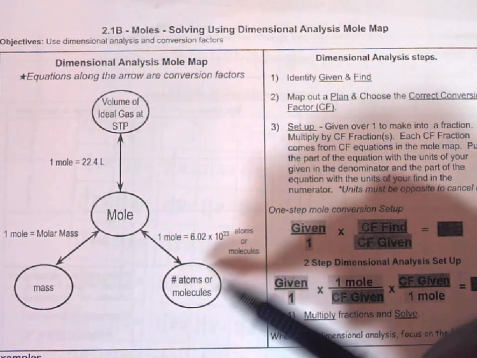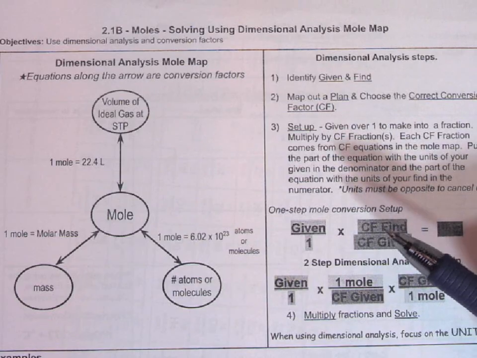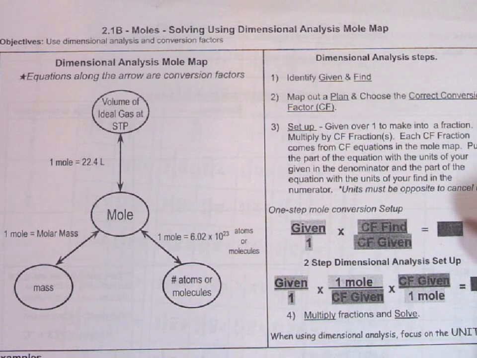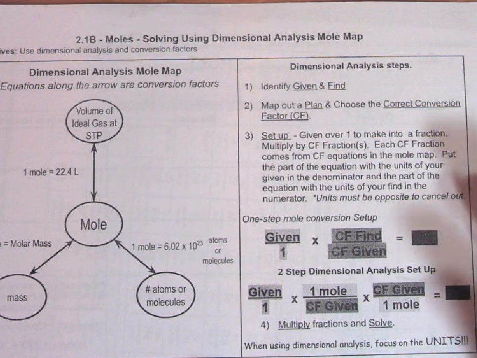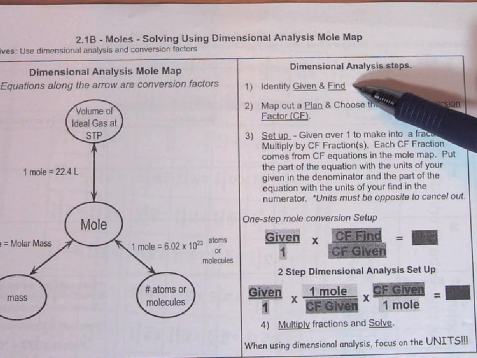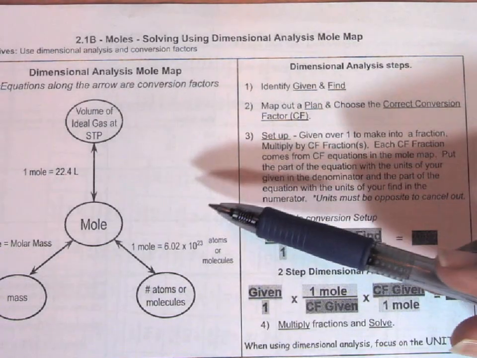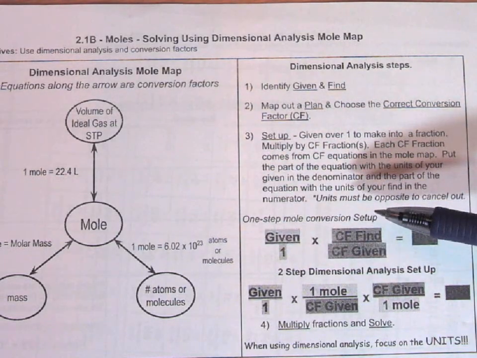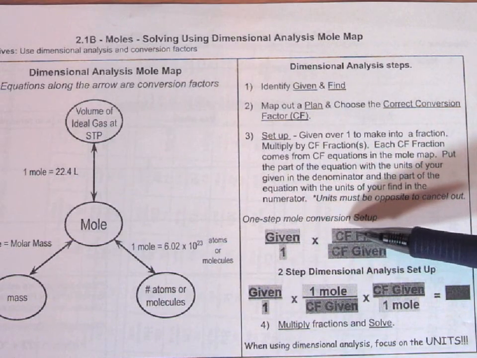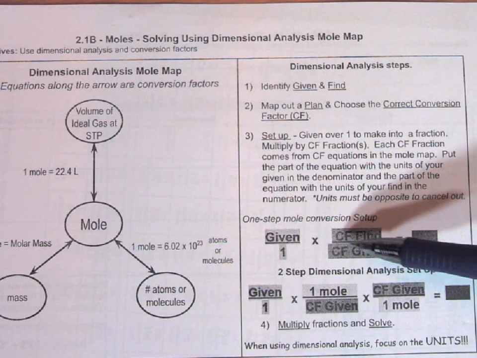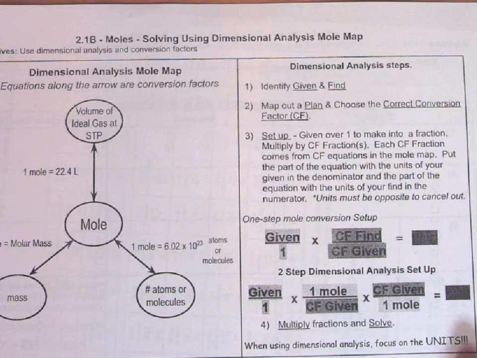Here we have a mole map, which is our tool that we use to help us pick the conversion factor to convert from our given and find. And here are the steps. We first identify our given and find, then we use the mole map to pick our conversion factor, and then we set up and solve via dimensional analysis as shown here.